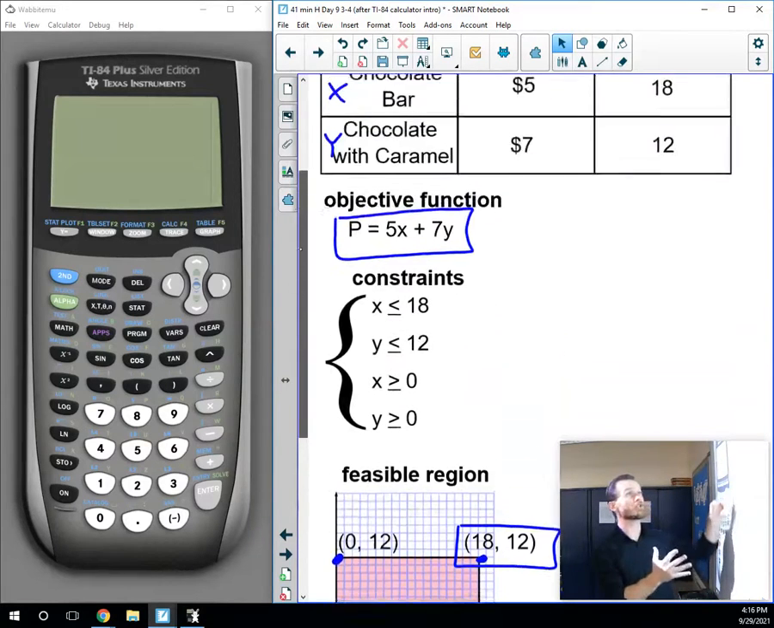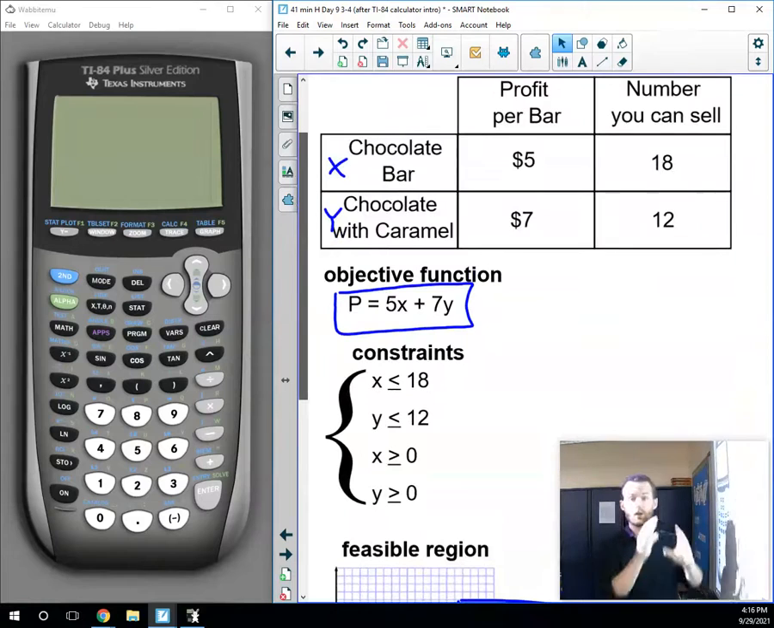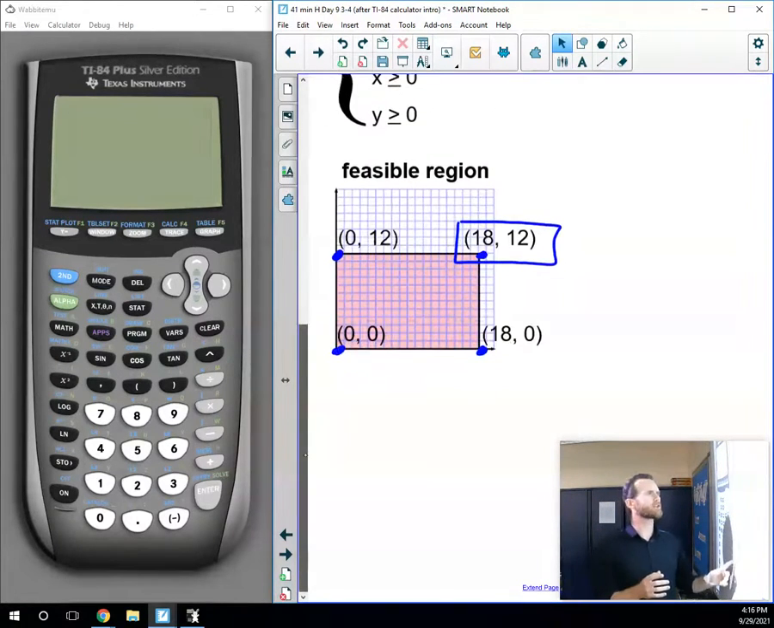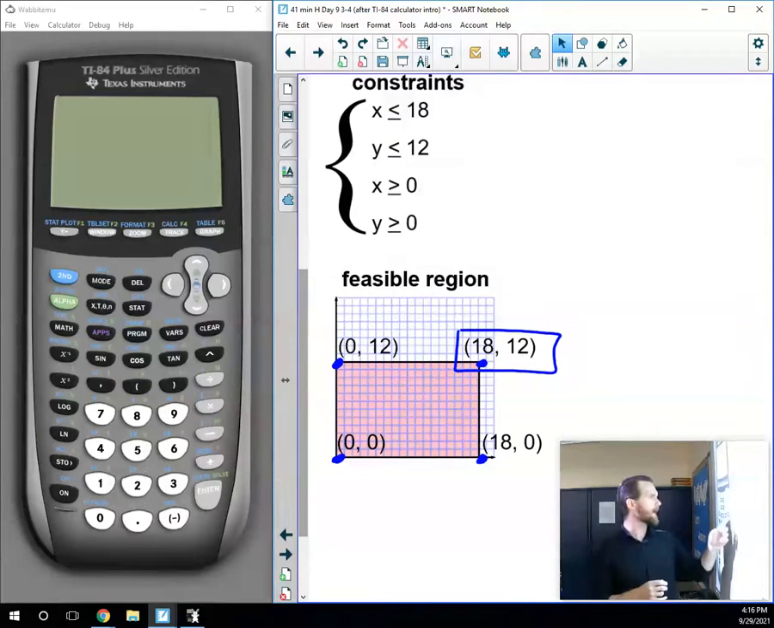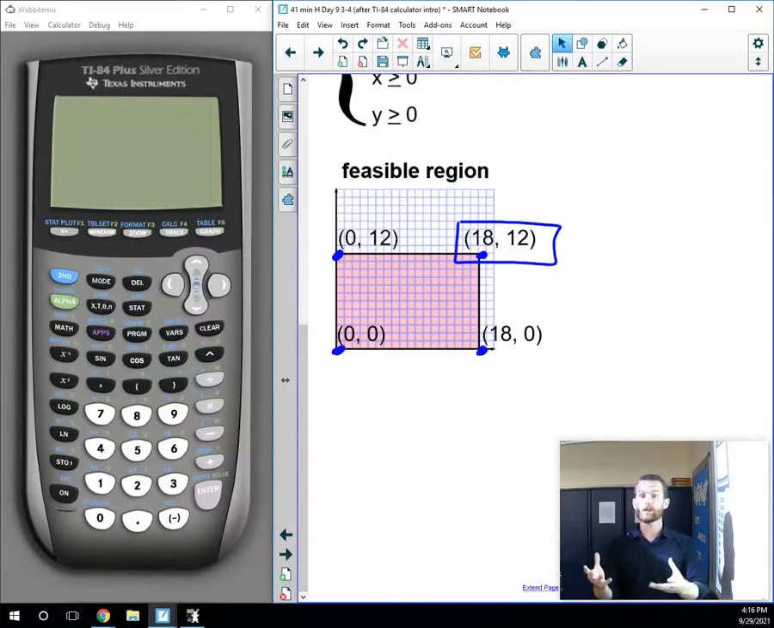So that's the strategy for linear programming. Okay, so look at the objective function, figure out an equation for what we're trying to maximize, then look at the constraints, okay, what's limiting us, and then finally look at the feasible region, graph our constraints, and check the vertices against our objective function.